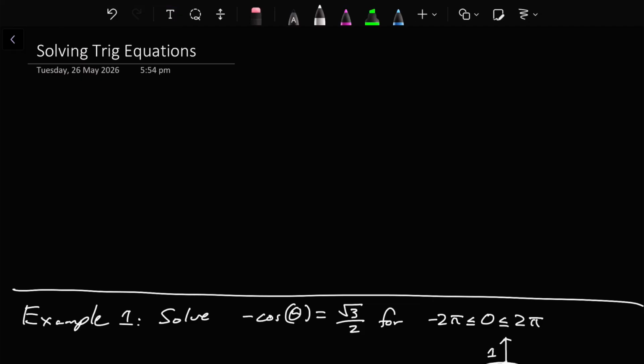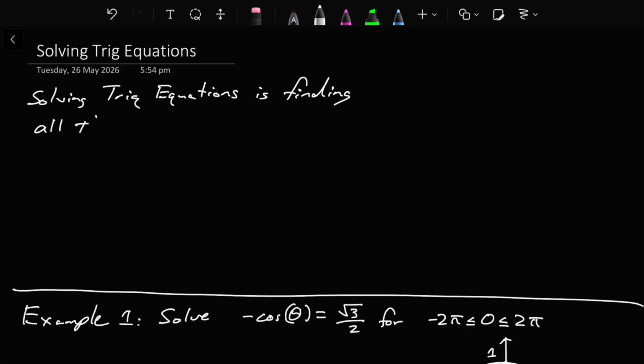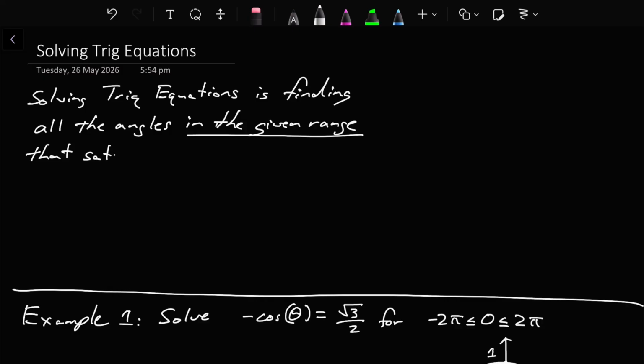So just to give a rough outline of what's happening, solving trig equations is effectively finding the angles that satisfy the equation. So solving trig equations is finding all the angles. Now we'll add a little note here: in the given range, and we'll underline that because that's important, that satisfy the equation.